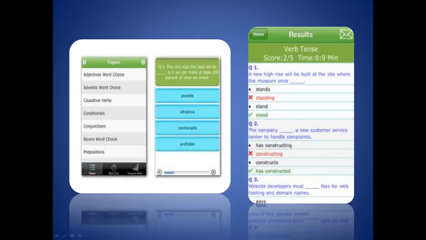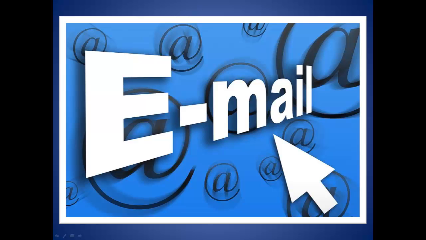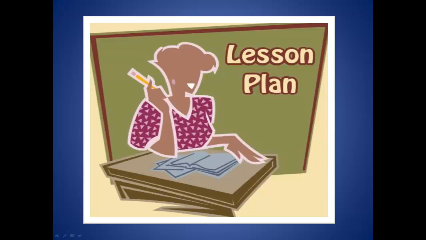A summary of results is given at the end of the test, showing the time taken, the score, the questions answered correctly, and the ones that need revisiting, allowing students to engage in reflective practice. The app even allows students to email their results so the teacher can see how individuals and the class as a whole are progressing and use the data to inform their further lesson planning and program design.